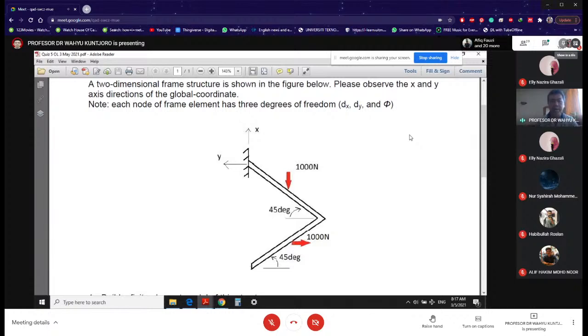Be careful. Please take a look at the global axis. I put the positive x global as going up. All right, positive x global as going up, because that will determine how you answer your question. If you change the coordinate axis, of course you are wrong. With that, you can start doing this.